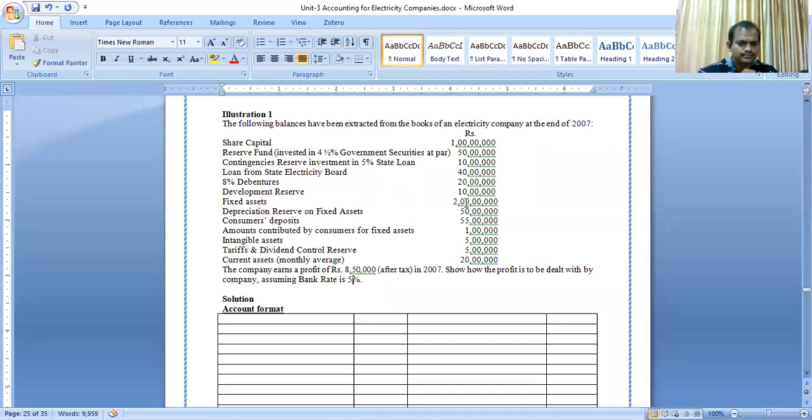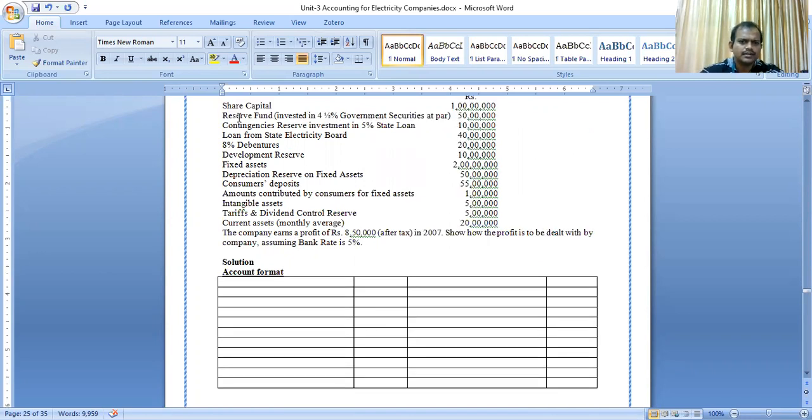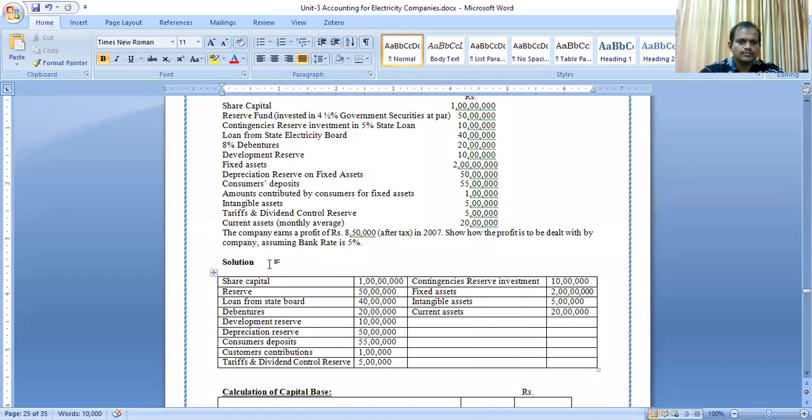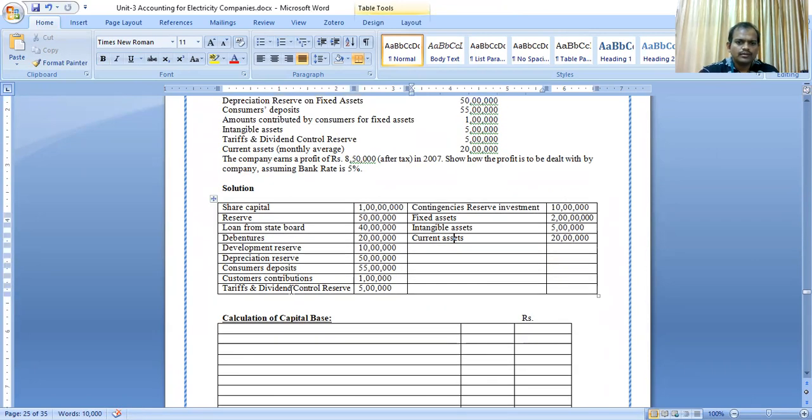For my convenience, I'm just separating all these items according to the balance sheet, for my convenience only. So share capital. So these are the transactions. I didn't mention the profit and bank rate in this table. Let us calculate the capital base.